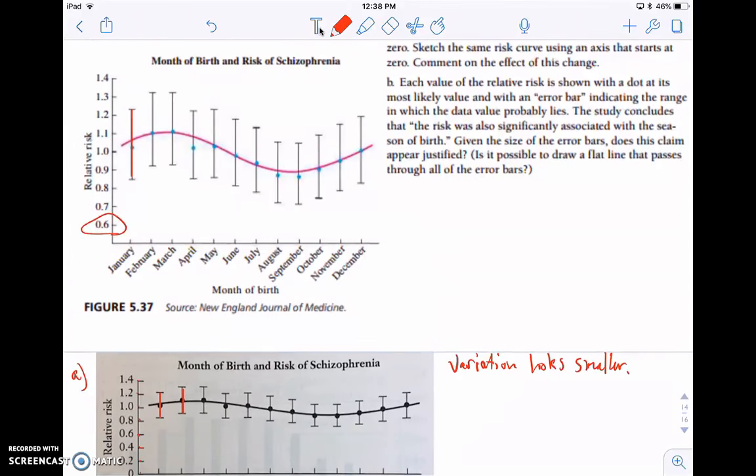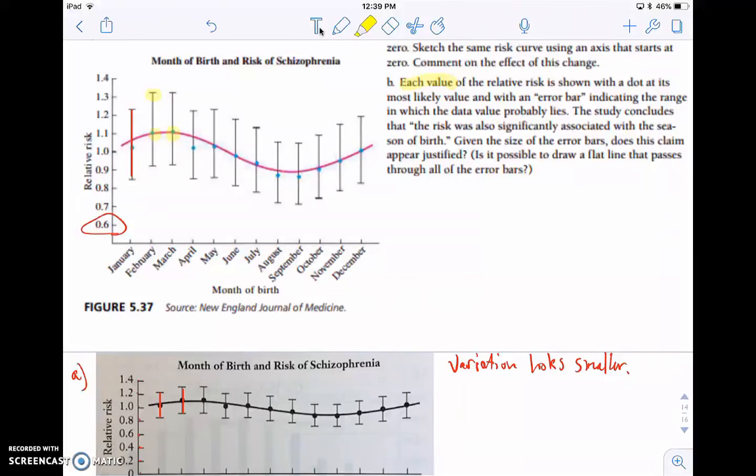Now the next one says, in part B, each value of the relative risk is shown with dots at its most likely value and with an error bar indicating the range in which the data possibly lies. So this is where it possibly lies, and then this is the best estimate. The study concluded that the risk was significantly associated with the season of birth. That just means much more risk in February and in March, because we have higher points here, and we can see that these thresholds go higher.